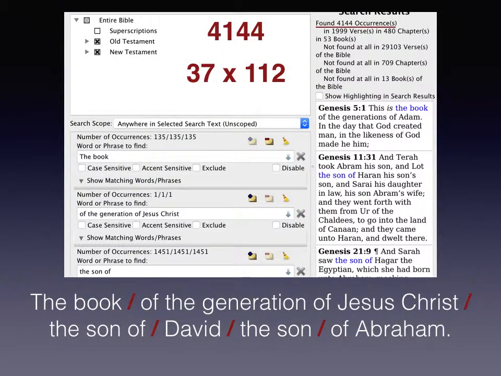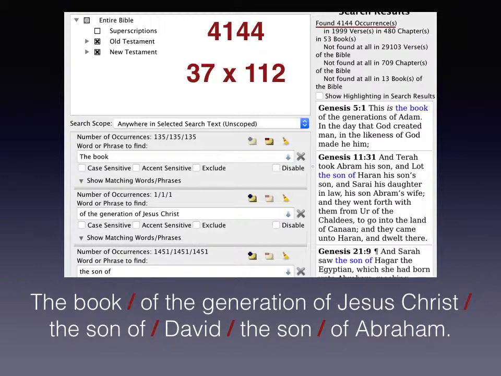Again, the full verse: the book of the generation of Jesus Christ, the son of David, the son of Abraham. Now this search scopes the entire Bible. I think most of what we had been showing scopes the New Testament. This one's the entire Bible. And 1,999 verses, which is just one number away from a multiple of 37.